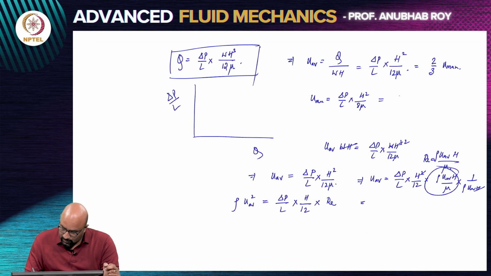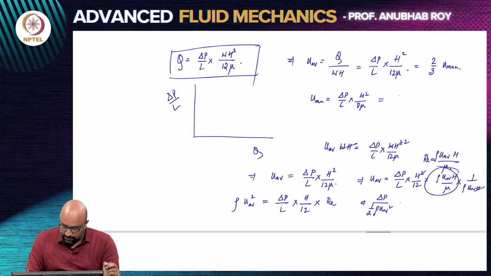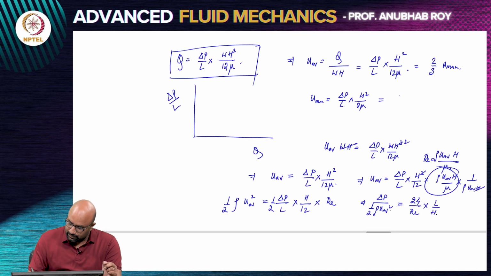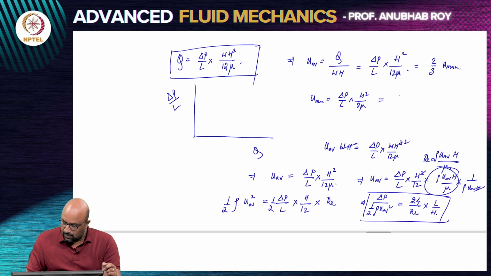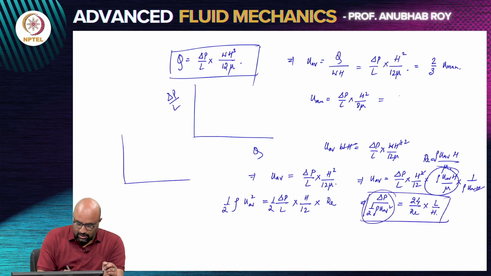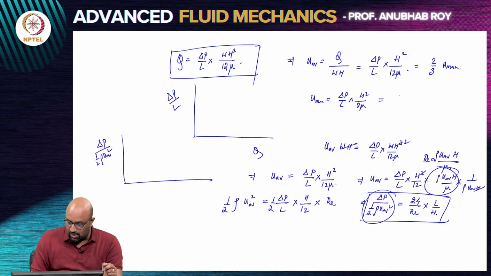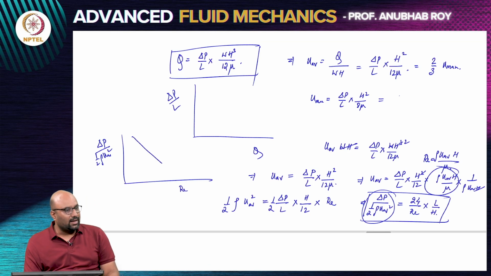So del p by half rho U average square will be 24 by Reynolds into L by H. So this gives you a relation that if you plot a non-dimensional pressure drop as a function of Reynolds number, then you will see on a log-log scale that it goes as 1 by Reynolds.